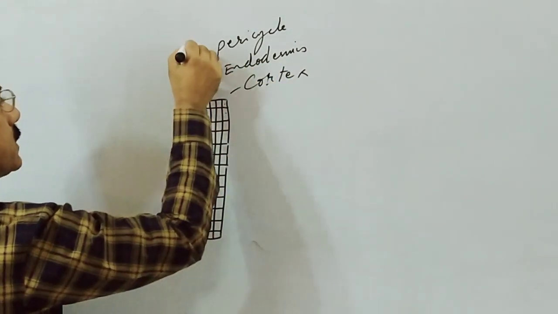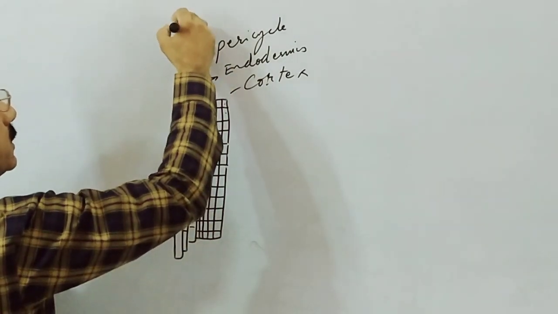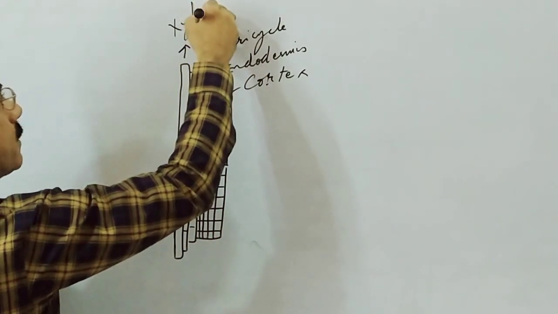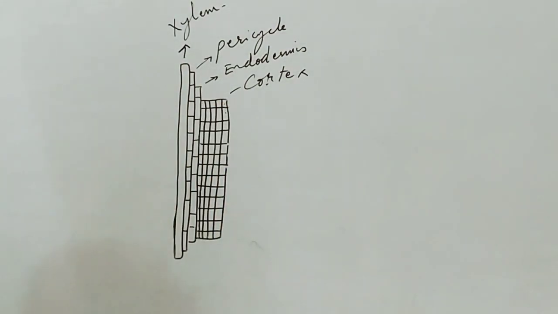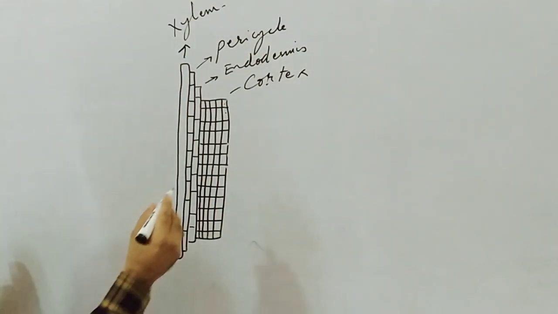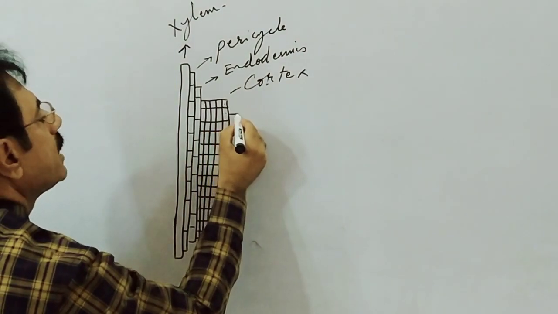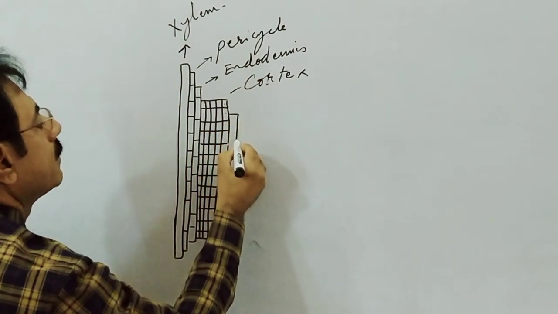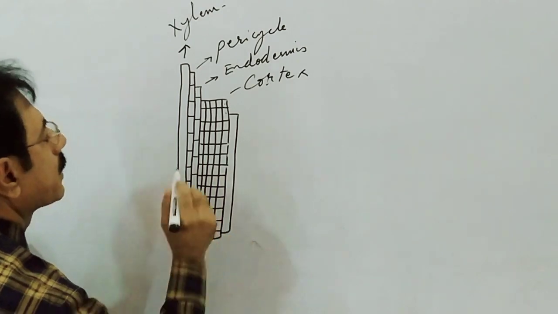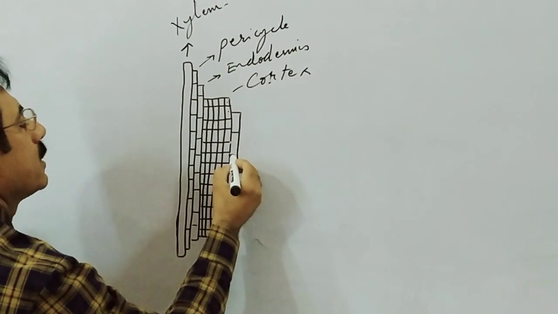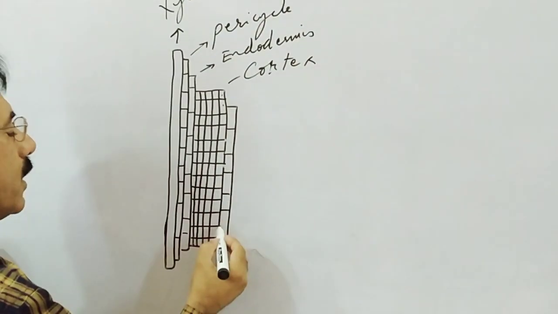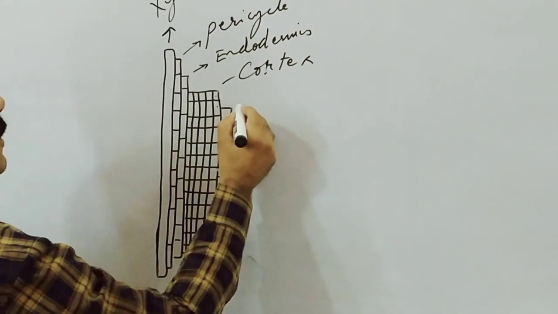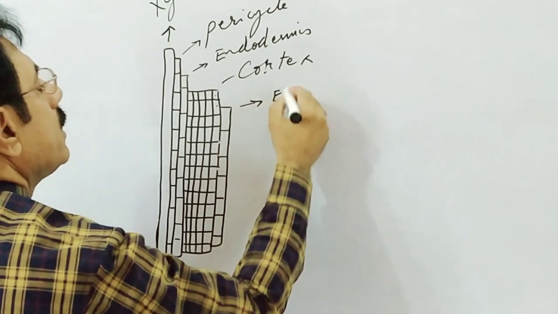This is the central part of the root, that is the xylem. Exterior to the cortex is epidermis. Epidermis is the outermost cellular layer of the root.